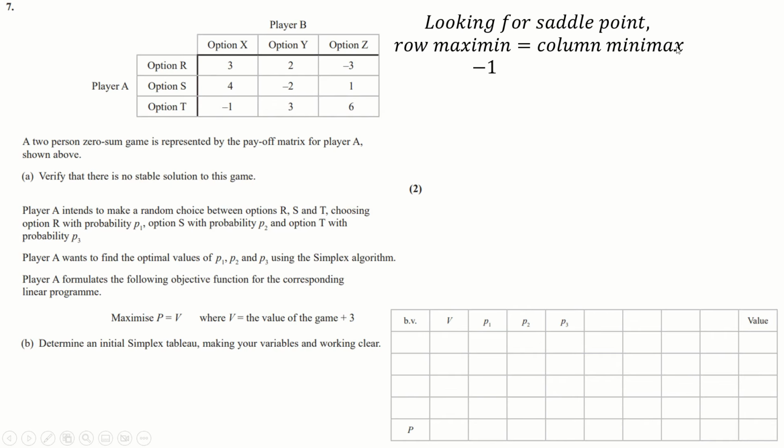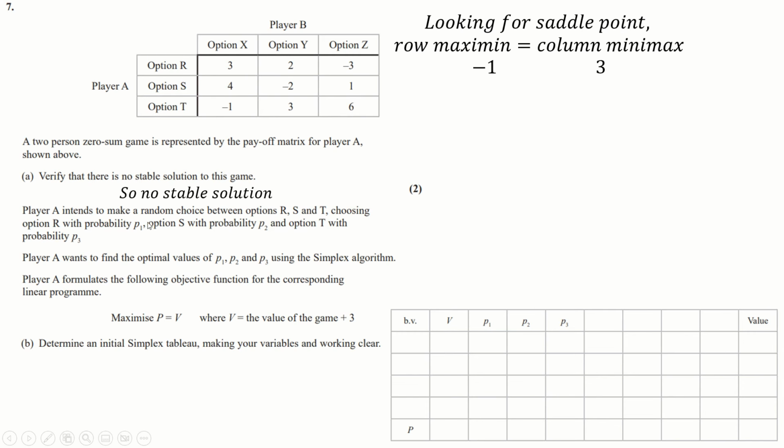For the columns, the exact opposite, looking for the maximums and choosing the minimum. So the maximum is 4, maximum 3, maximum 6. The smallest one of those is 3. Those two things are not equal, so therefore there's no stable solution.